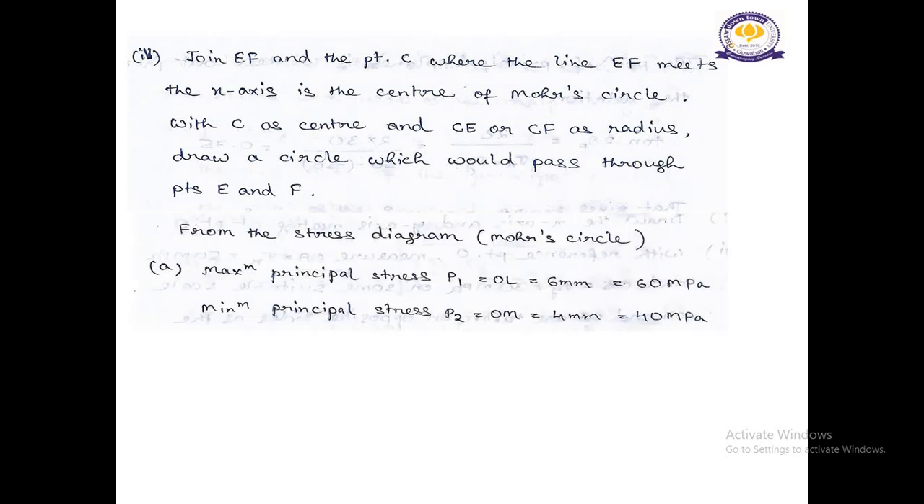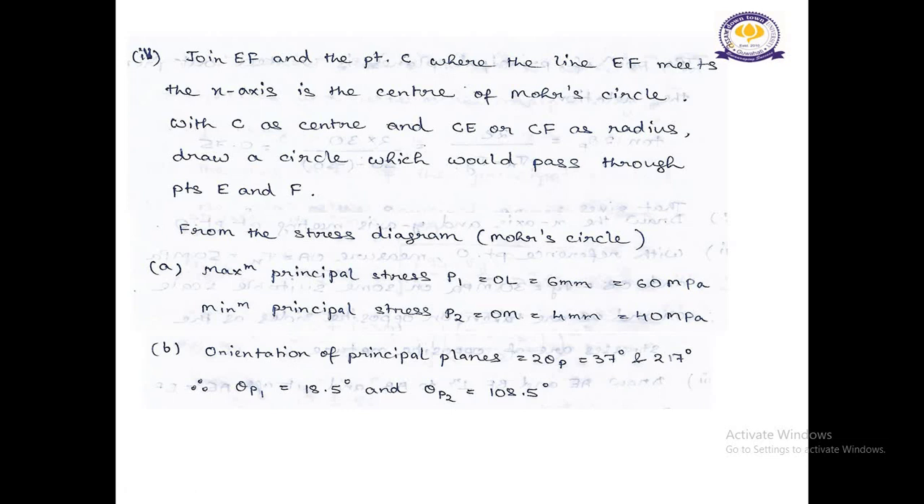So now from the stress diagram, that is the Mohr circle, the maximum principal stress P1 will be equal to OL, which will be equal to 6 mm. With the help of the scale we have received this as 6 mm, and it will be equal to 60 megapascal, because we have taken 1 mm equal to 10 megapascal. So 6 into 10 equal to 60 megapascal, and the minimum principal stress P2 will be OM, which we get from the diagram as 40 megapascal.